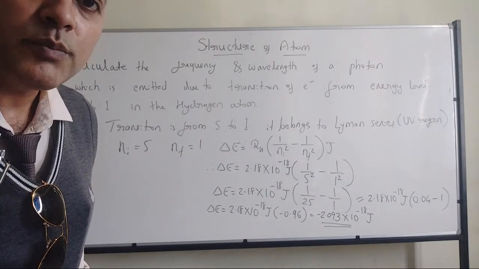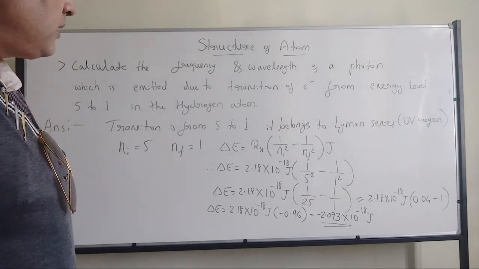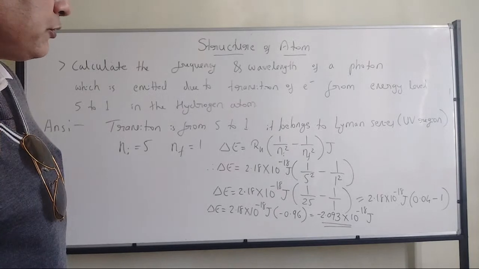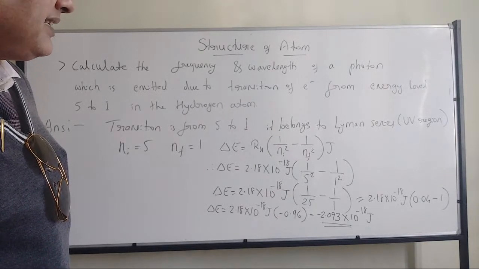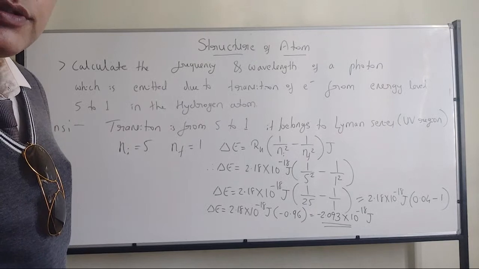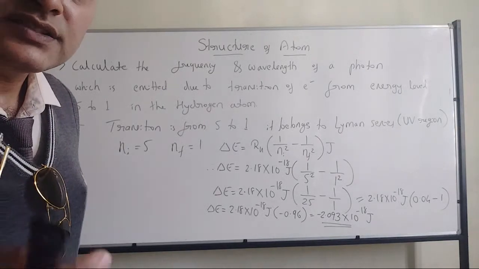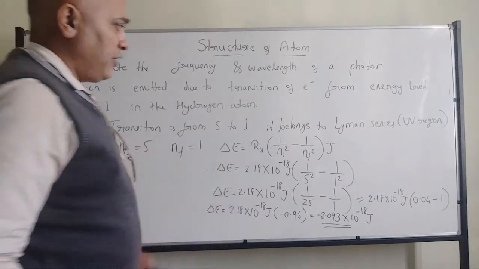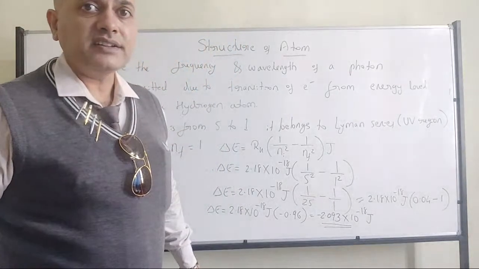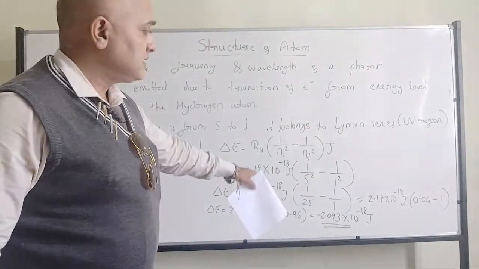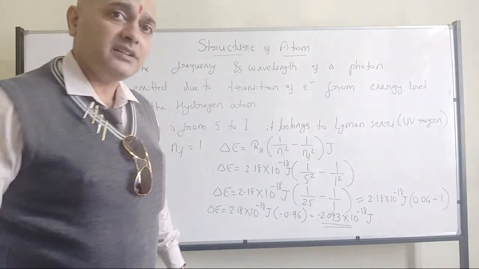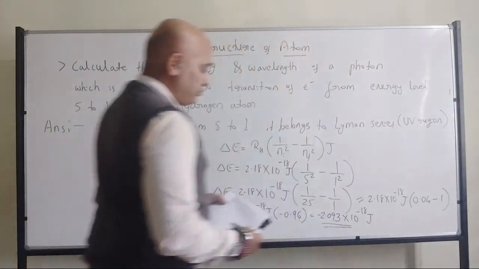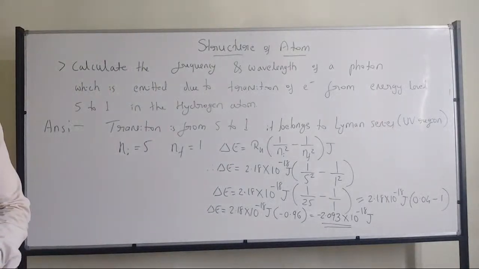Okay, Ullas, 0.0872, how come? So 2.18 into 0.96 you have to do. Okay, that is fine. 2.0928. Yes, I have made it round figure. 928, therefore, I have made it as 93; 28 I have made it as 3. So minus 2.093 into 10 to the power of minus 18 joule.